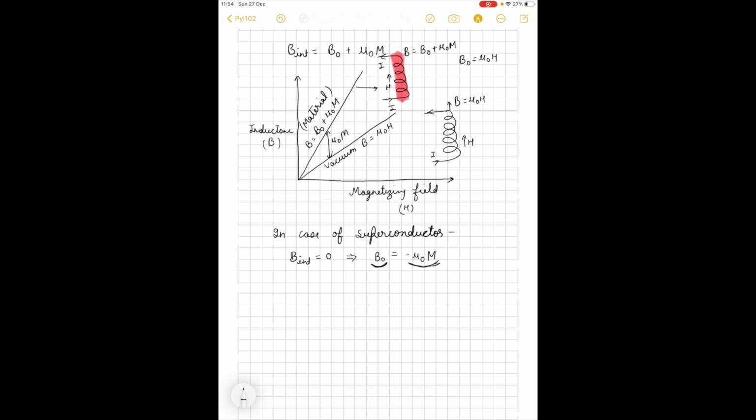So I'll just write it down. It's a really important feature of a superconductor. So the entire magnetic flux is excluded from inside the superconductor.